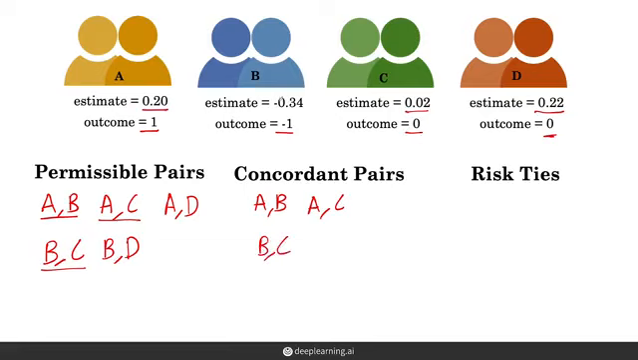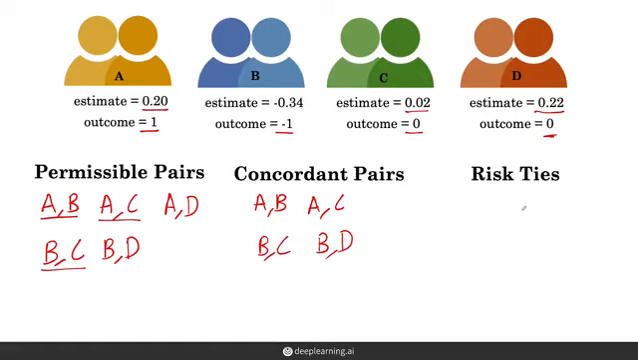We look at BD. For BD, the higher estimate is for D, and the higher outcome is for D. So this is also a concordant pair. We've covered all possible permissible pairs, so we don't have any risk ties.